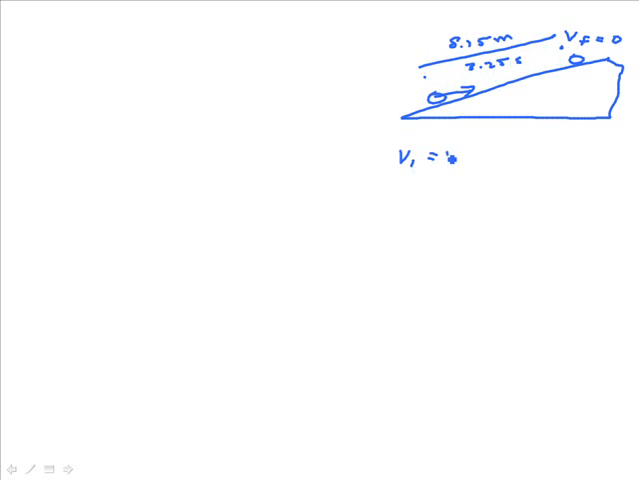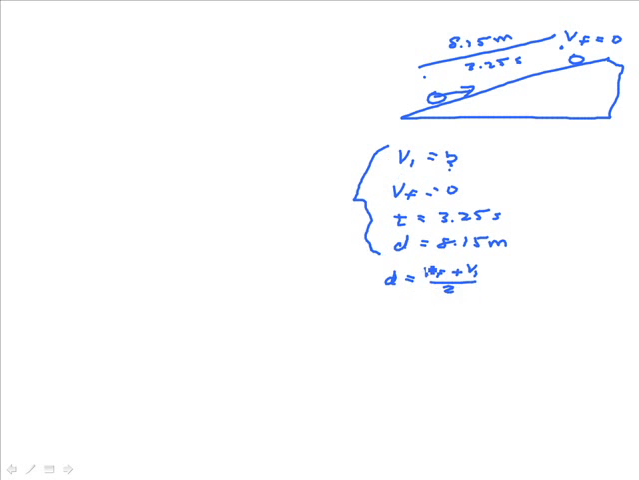Initial velocity is unknown. Final velocity is 0. Time of flight or time of travel is 3.25 seconds. And the displacement during that time is 8.15 meters. And so, using our 4 kinematic expressions, we look for an equation or formula that does not have what? Well, it doesn't have a. And that, of course, is d equals (Vf plus Vi) over 2, times t. And we have to solve for Vi.